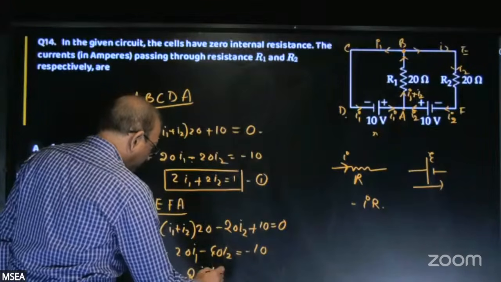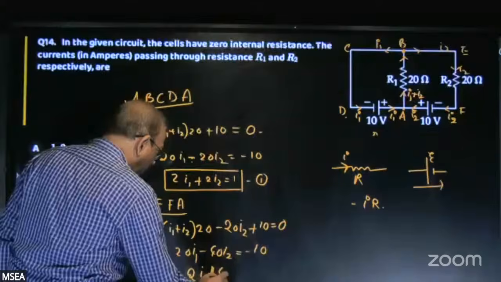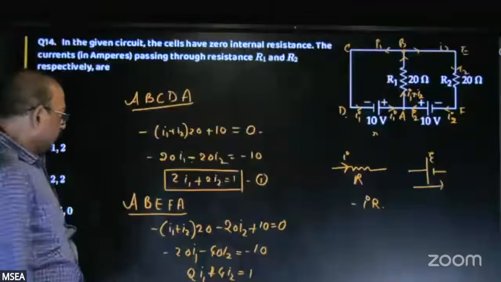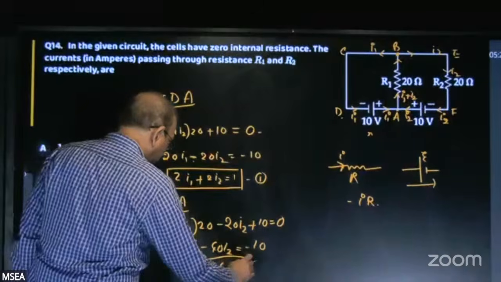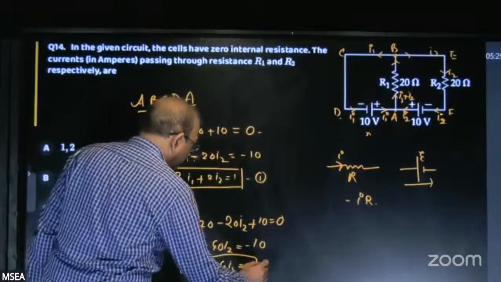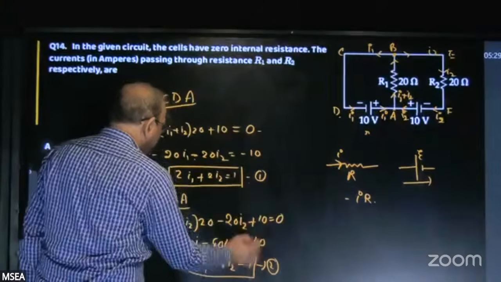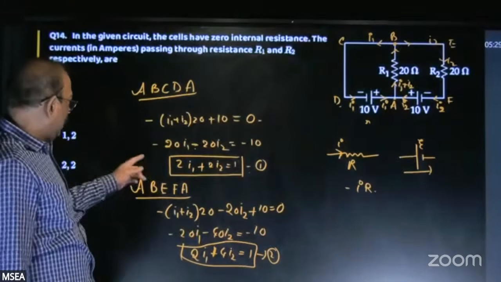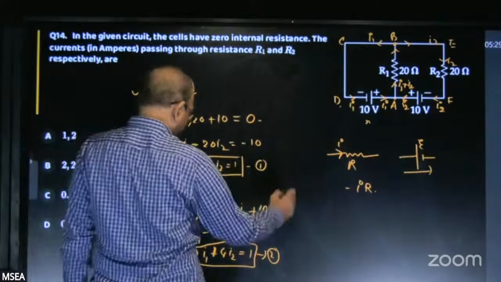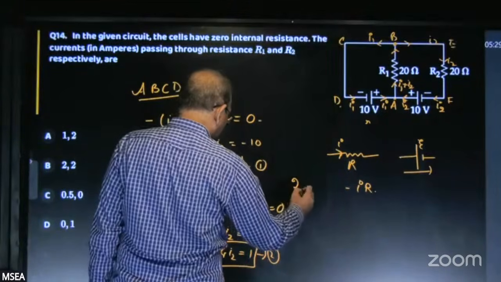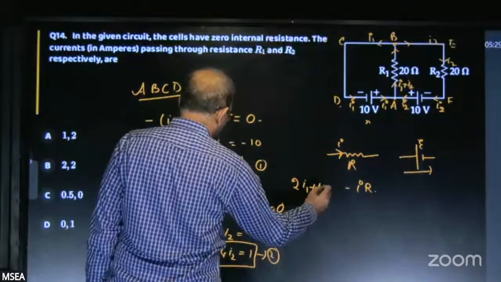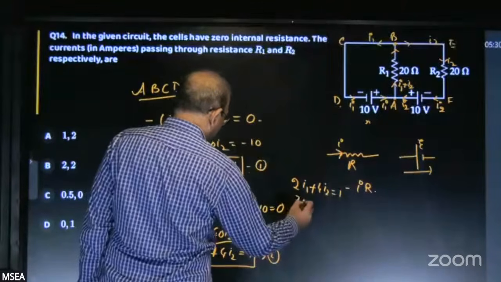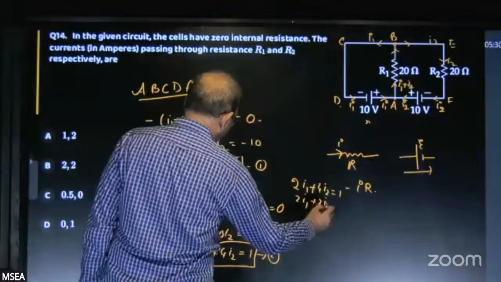So you'll get 2I1 plus 4I2 is 1. This is the second equation. Now solve these two equations and find I1 and I2. First I'll write the second equation, 2I1 plus 4I2 is 1, and the first equation, 2I1 plus 2I2 is 1.